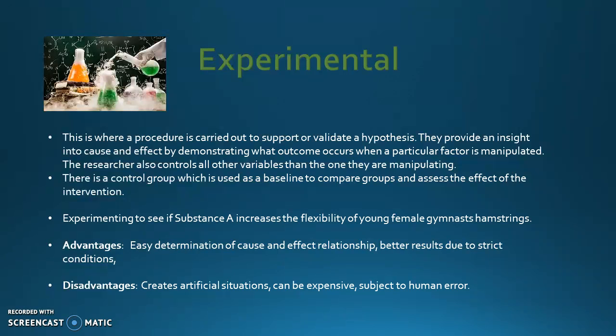intervention. So an example would be experimenting to see if substance A increases the flexibility of young female gymnasts' hamstrings. So substance A here would be the independent variable, and you're seeing if that has an effect on the dependent variable, which is the flexibility of the hamstrings.